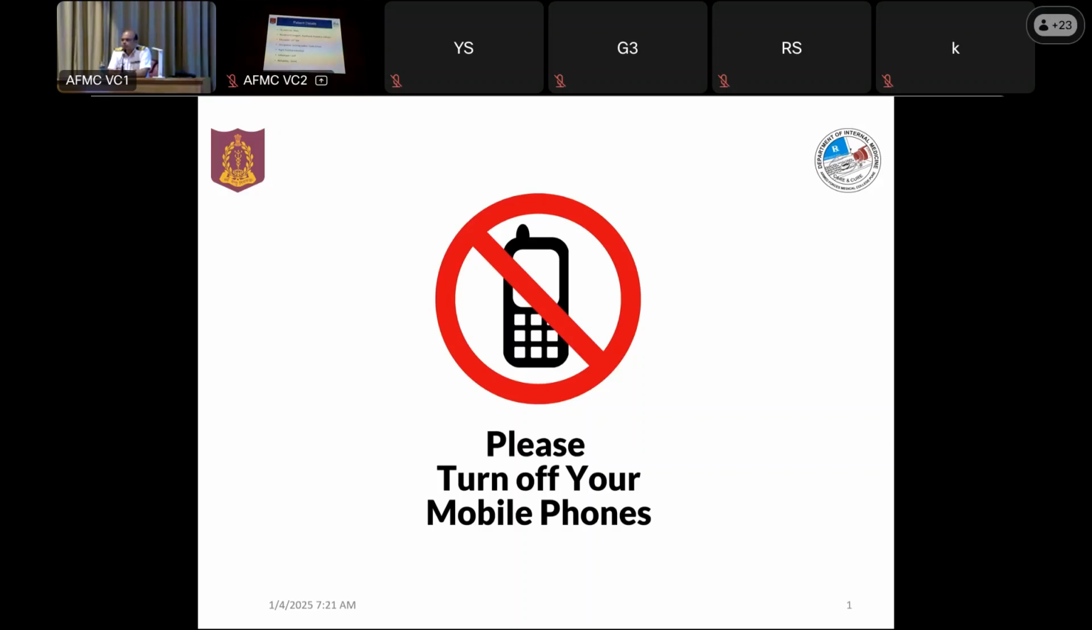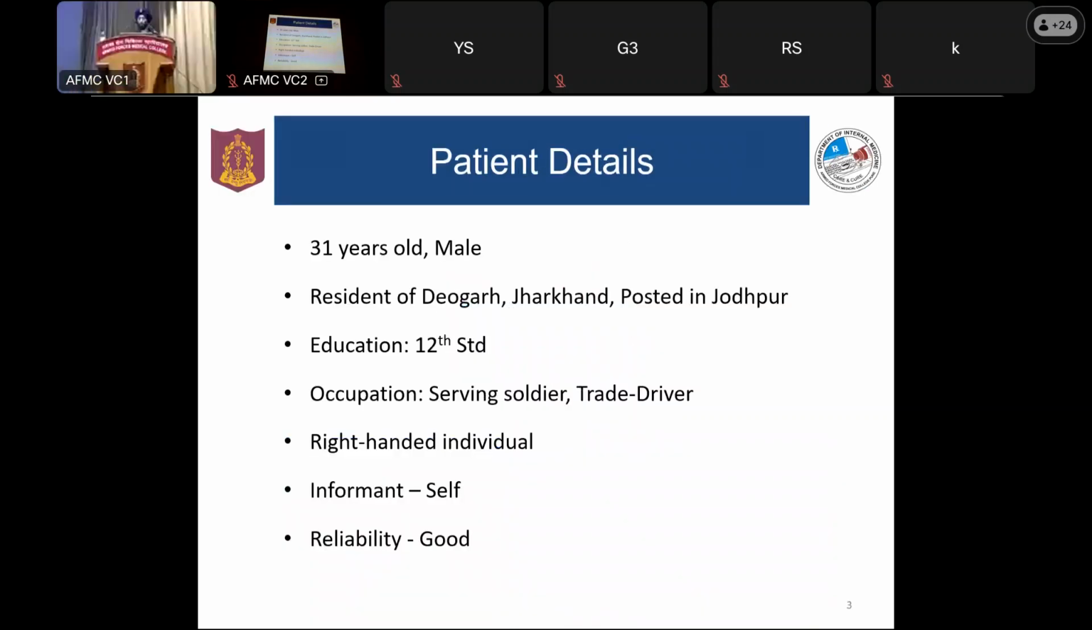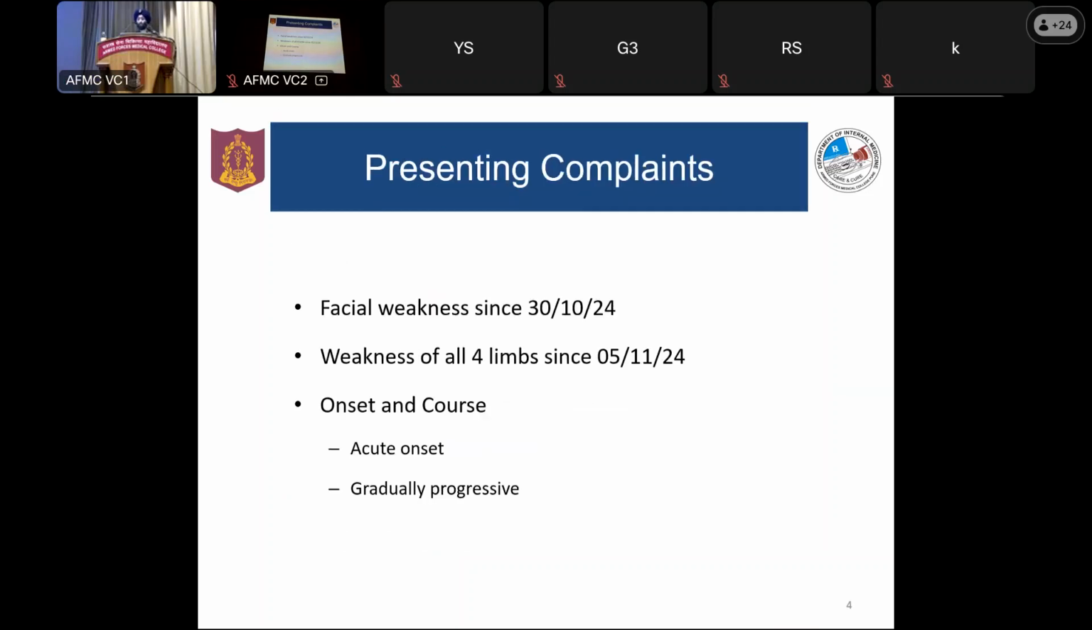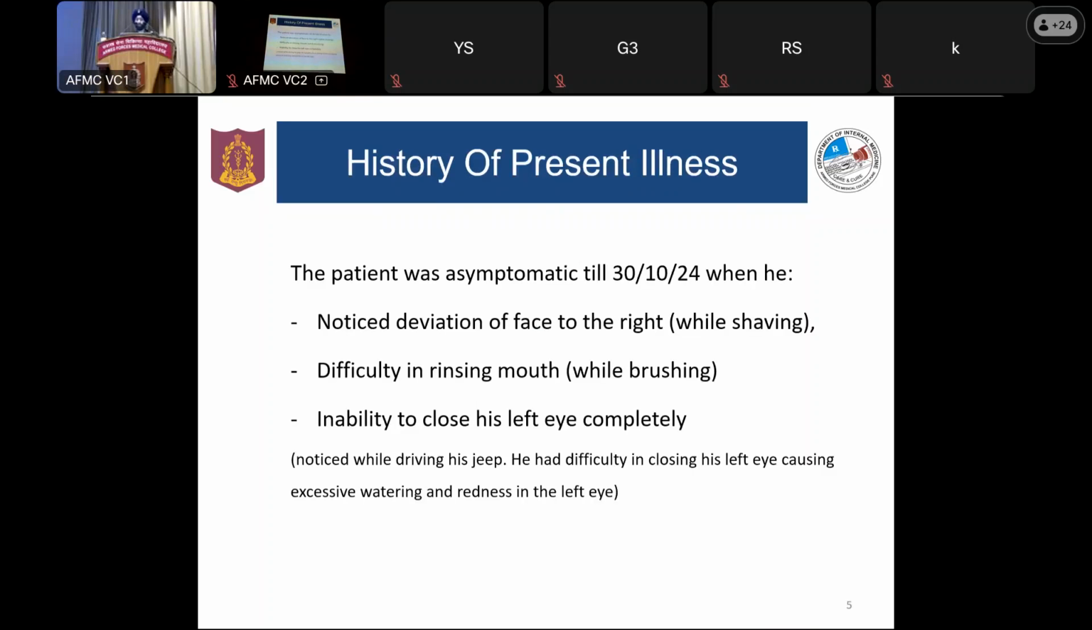Good morning, everyone. My patient, 31 years old male, resident of Deoghar, Jharkhand, posted in Jodhpur, educated up to 12th standard, a serving soldier, driver by trade, right-handed, informant self and reliability is good. He presented with the complaints of facial weakness since 30th of October and weakness of all four limbs since 5th of November 2024. Onset was acute and it was gradually progressive. Can you go back one slide, please?